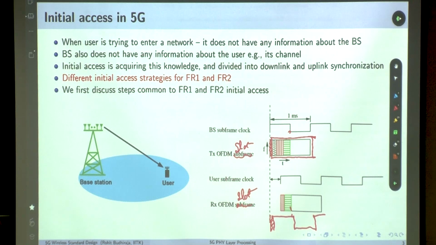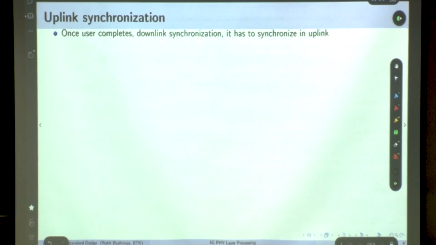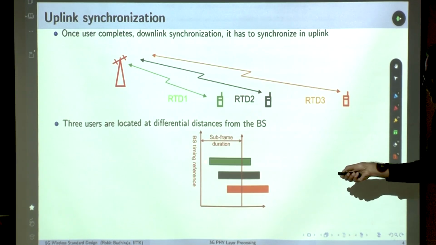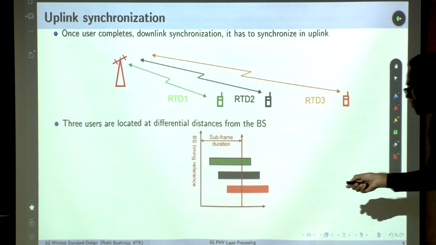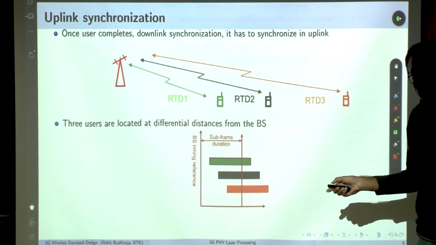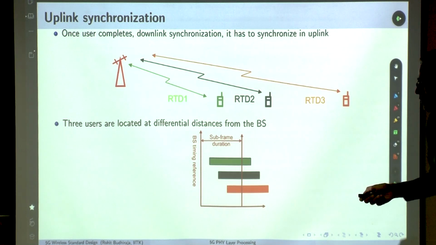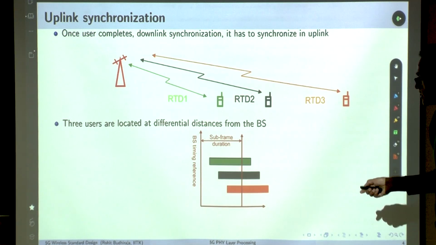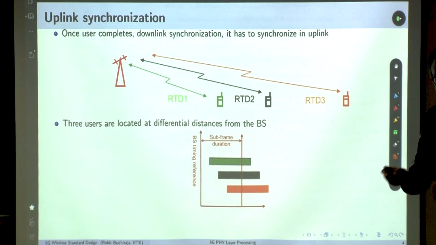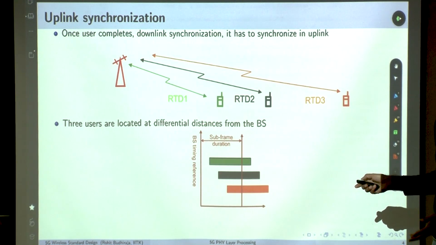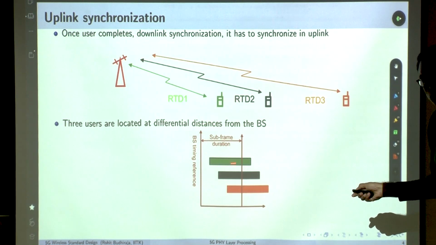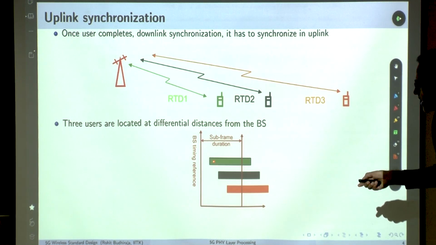Now with this delay, the user will transmit the signal in the uplink, and it will become twice that delay, because the delay in the downlink gets added again in the uplink. This is the delay I'm talking about. In the downlink it is fine, but in the uplink, all these signals should reach within the base station's definition of 1 millisecond. Otherwise, the base station will not be able to collect all these signals, because they are delayed.